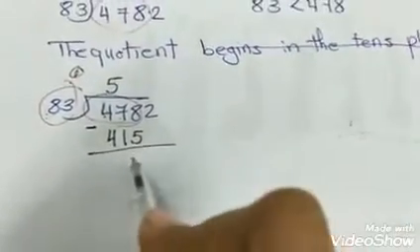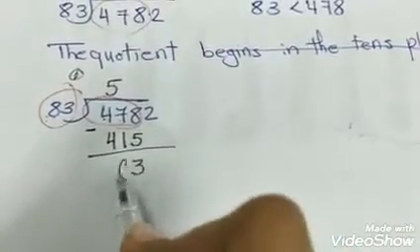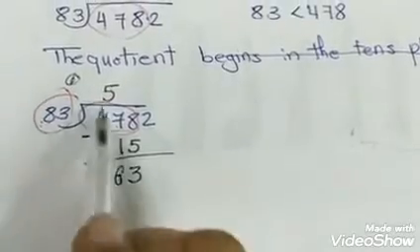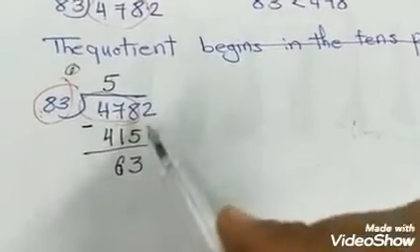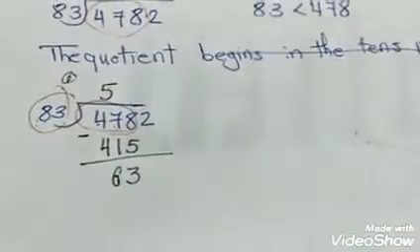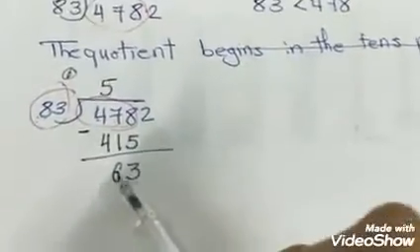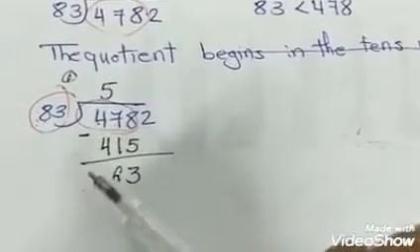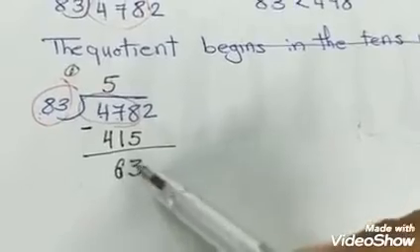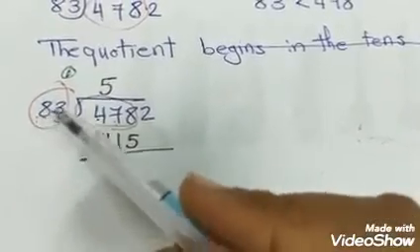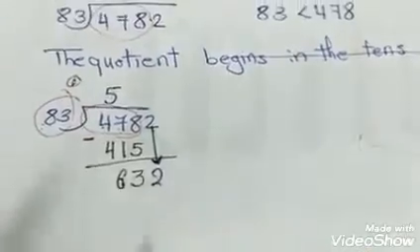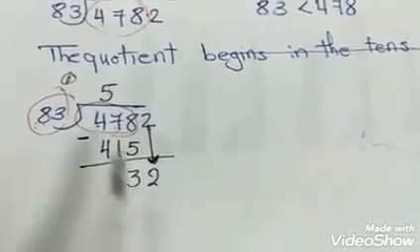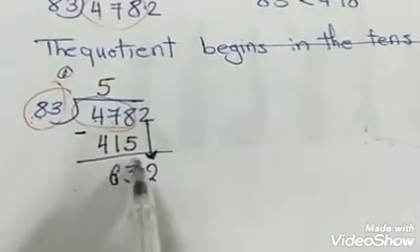8 minus 5 equals 3. 7 minus 1 equals 6. 4 minus 4 equals 0. I don't need to write it, it's on the left side and useless. So 63 divided by 83 can't be done, because 63 is less than 83. So I will bring the 2 down. Now I have 632 divided by 83.